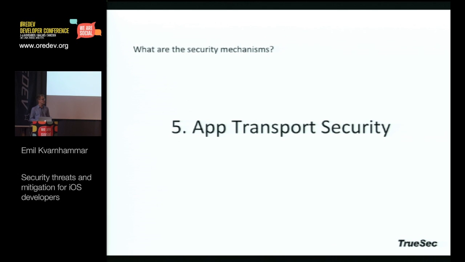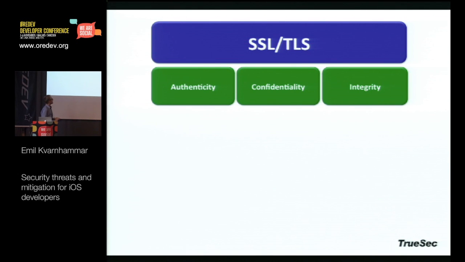And finally, a new feature in iOS 9 is something called App Transport Security. Have you heard about that before? No one? So App Transport Security is really about best practices for TLS. And if you were at the Security Day last year or at Øredev last year, we talked a lot about SSL and TLS and about the importance of not only confidentiality but also authenticity and integrity of messages being transferred through an SSL and TLS channel.